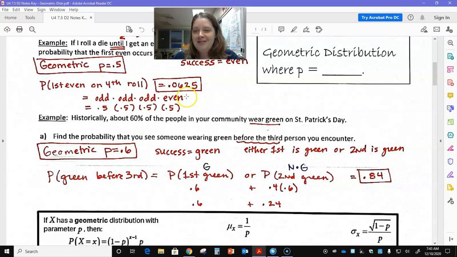I'm a little concerned when it's talking about you see someone wearing green before the third person you encounter, that there may be some lack of independence there. If you happen to walk through a parade on St. Patrick's Day, these probably wouldn't be independent. So let's just assume independence here.